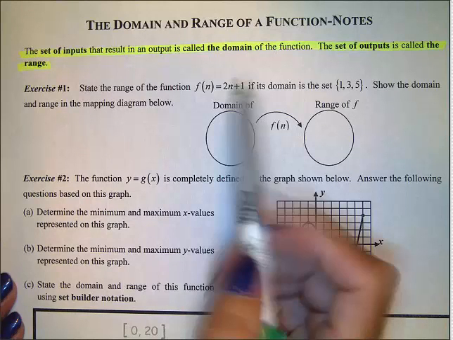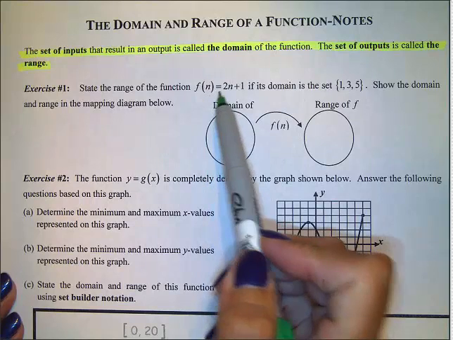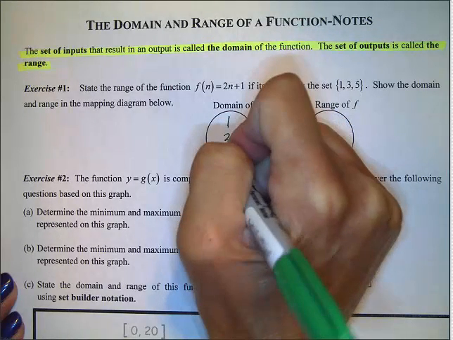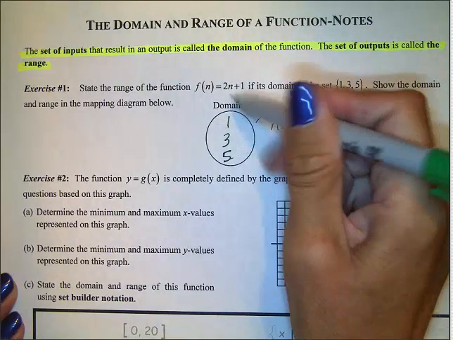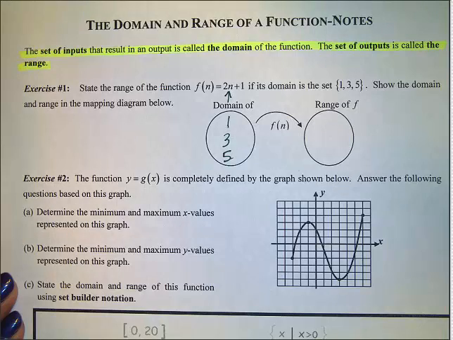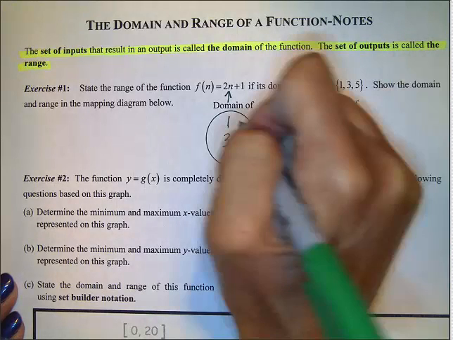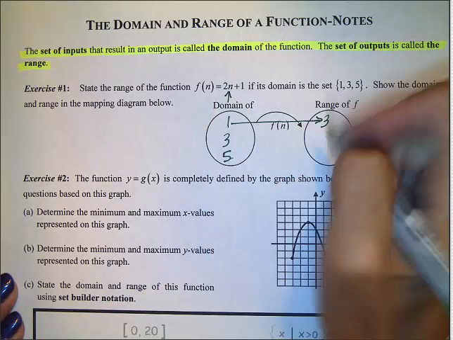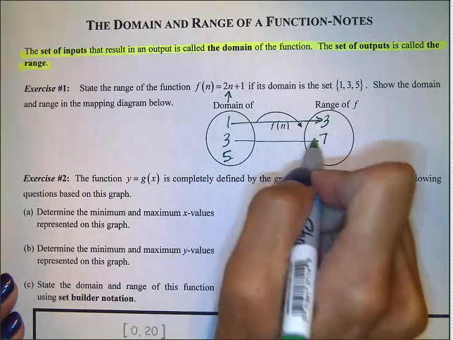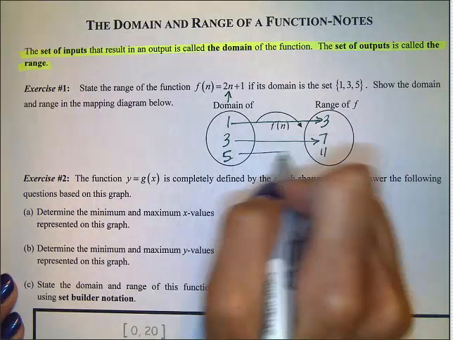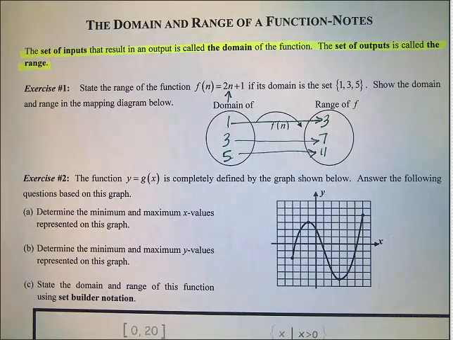So if we have the function f of n equals 2n plus 1, and our domain is 1, 3, and 5. So if I plug 1 in for n, because that's where my domain is going to go, 2 times 1 plus 1 is 3. So 1 maps to 3. If I put 3 in, 2 times 3 plus 1 is 7. So 3 maps to 7. And if I put 5 in, 2 times 5 plus 1 is 11. So 5 maps to 11. So my domain is 1, 3, and 5. My range is 3, 7, and 11.